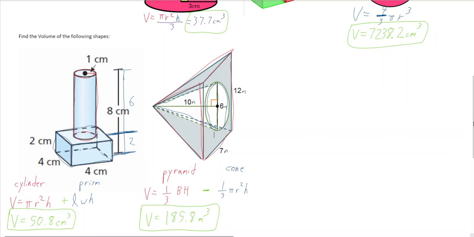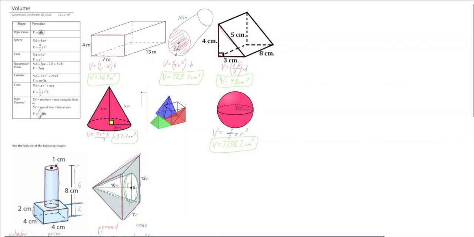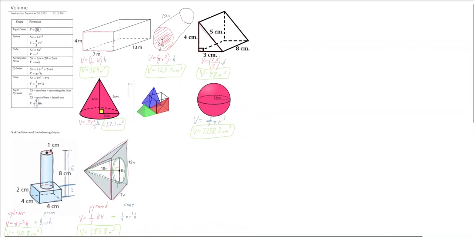Okay, so volume is as straightforward as that. You are just looking for the space inside the shape. So in this case we're subtracting, in this case we're adding two different shapes together, and this is just a couple basic examples. I hope this video helps you understand volume a little bit better, and good luck.